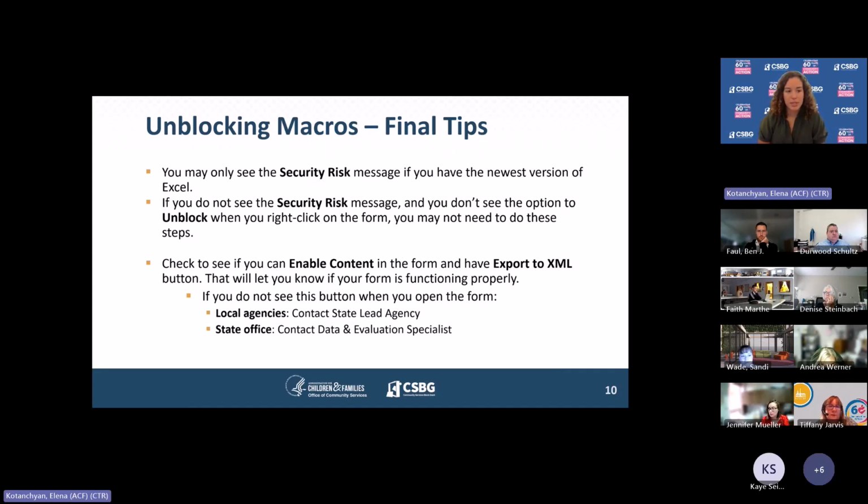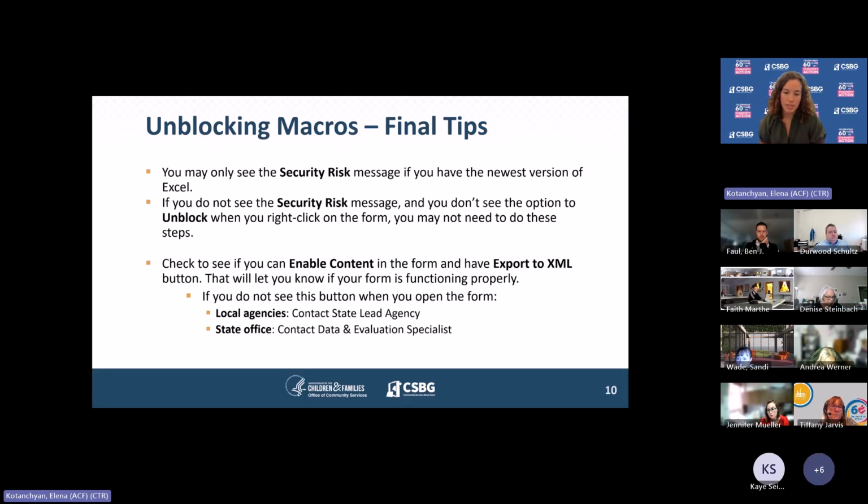Some final tips: you may only see the security risk message if you have the newest version of Excel. If you have a previous version of Excel, you might not see it, and the unblock option might not be there, so you don't need to do those steps. But then the question is, if that's how we ensure that the smart form is working, and I don't have those messages and I don't have unblock, how do I unblock it?